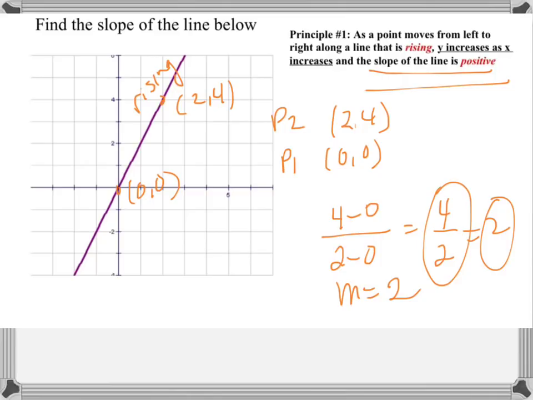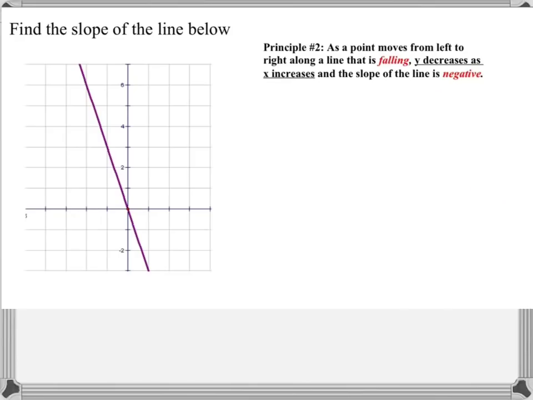So this right here is a positive 2, and that's because when you take the difference between the new point and the old point, both the numerator and denominator are going to be positive. Well, that gets a positive slope, and when the slope is positive, the line is considered rising. Principle number 2 is as a point moves from left to right along the line.